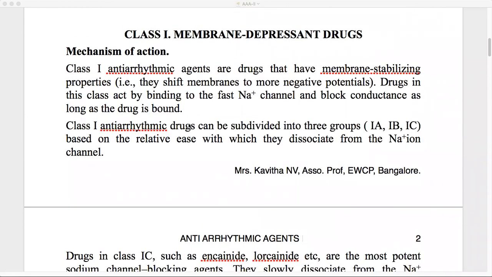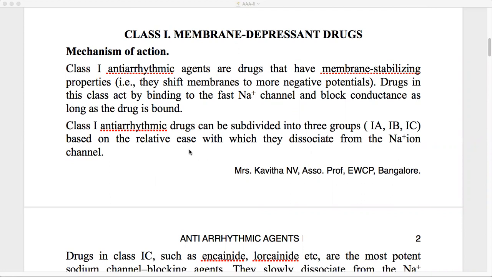Okay, now these class 1 antiarrhythmic agents are again subdivided into three groups: 1A, 1B, 1C, based on the relative ease with which they dissociate from the sodium ion channel.